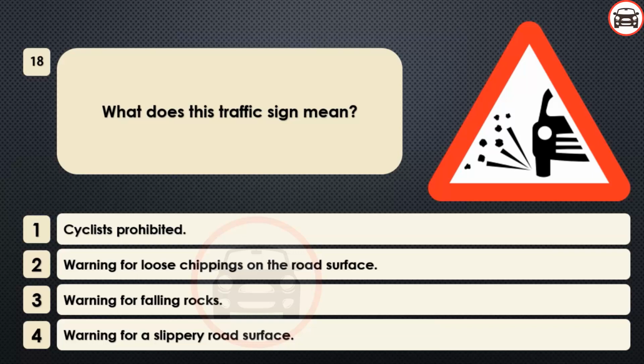What does this traffic sign mean? 1. Cyclists prohibited. 2. Warning for loose chippings on the road surface. 3. Warning for falling rocks. 4. Warning for a slippery road surface.